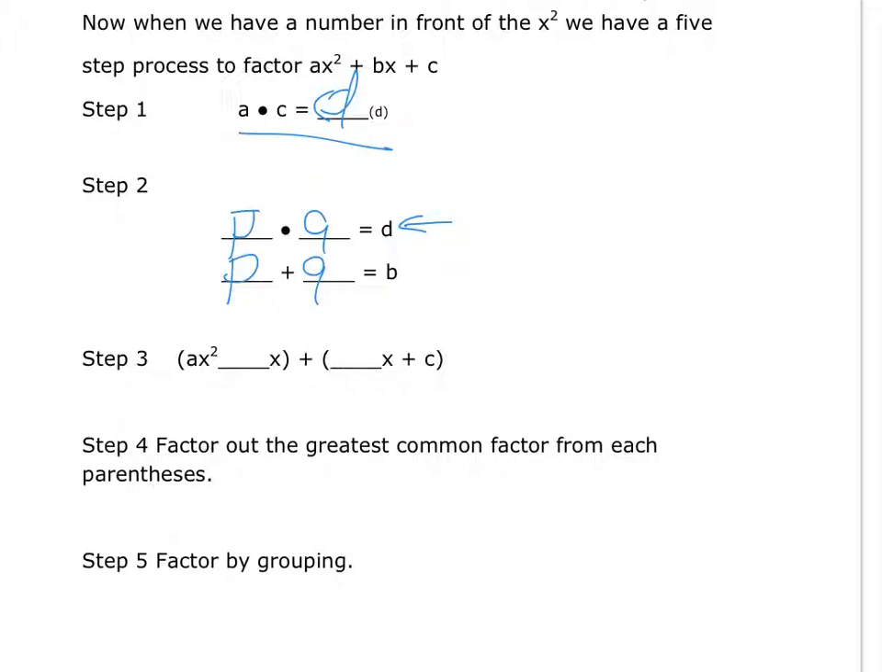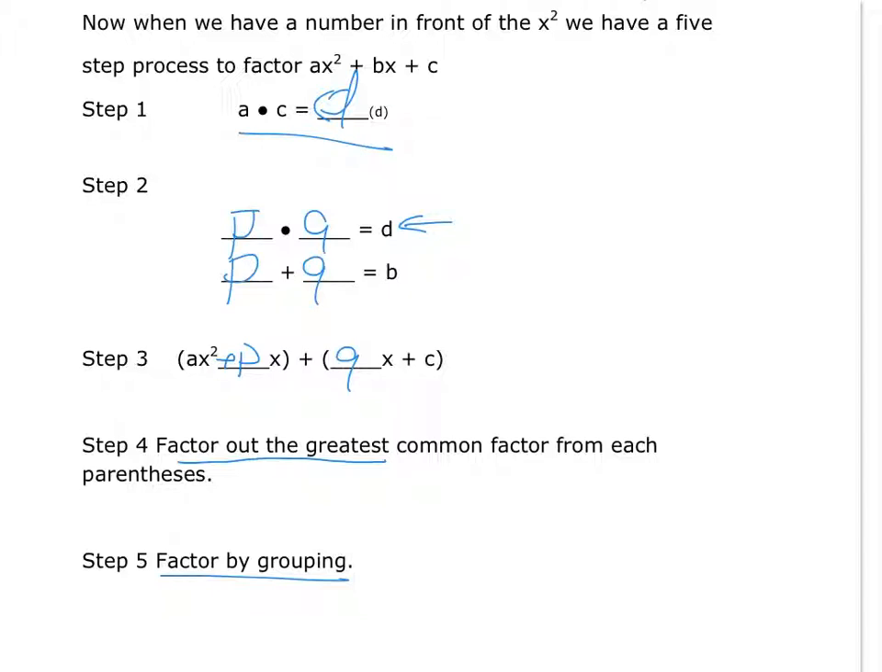So now in step 3, what we do is we say ax squared plus px plus qx plus c. So basically what we end up with is something that looks like we can factor by grouping, and what we'll do is we'll take a common factor out. So we'll factor in step 4, greatest common factor out of both, and then factor both by grouping.